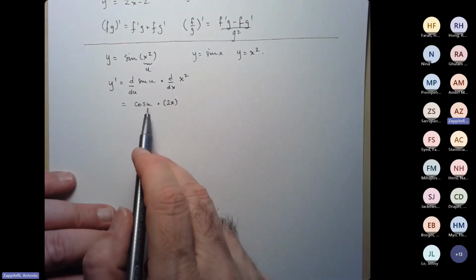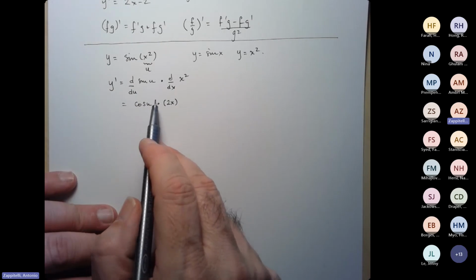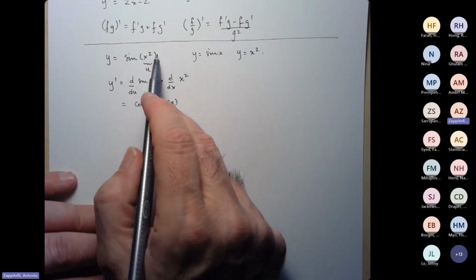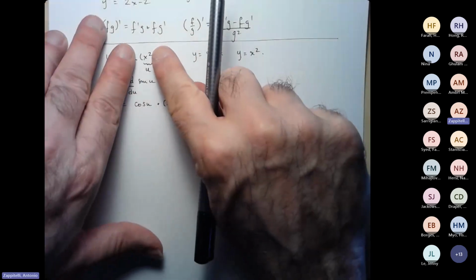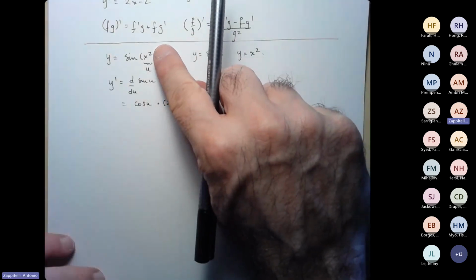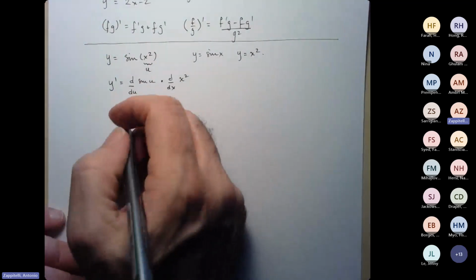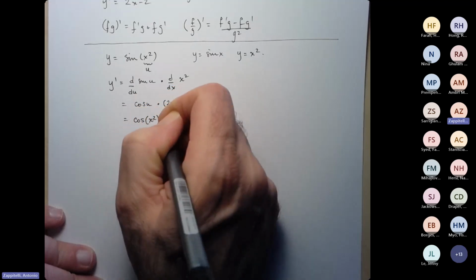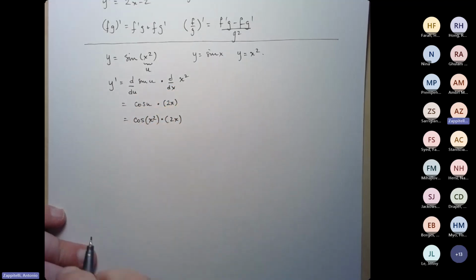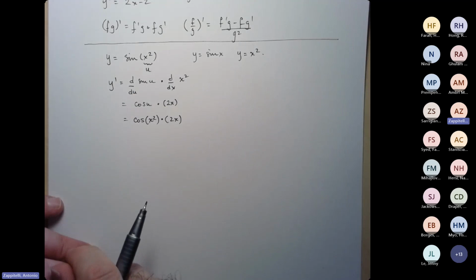But of course, I don't want u in my final answer. But let's remember, what was u representing in my original function? u was just representing that inside function, x squared. So when you give your final answer, you're going to give it as cos of x squared, and then times 2x. And there's your derivative, okay?